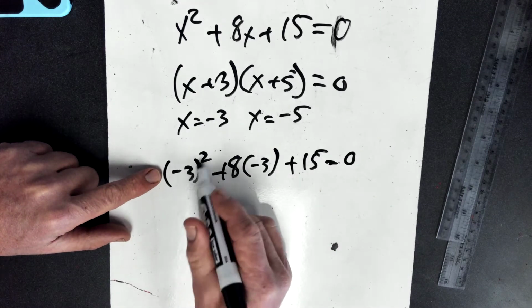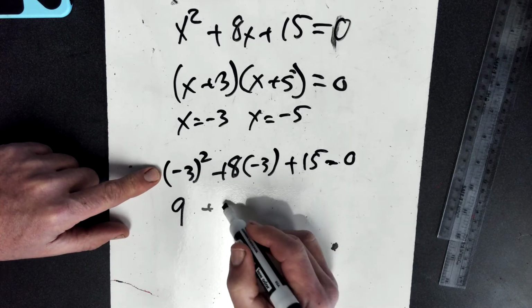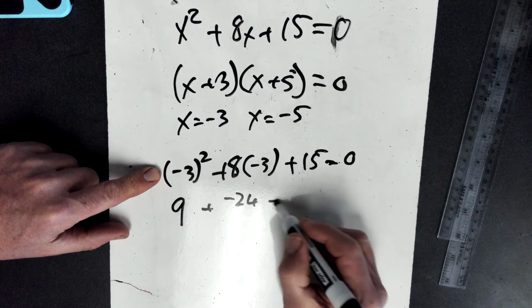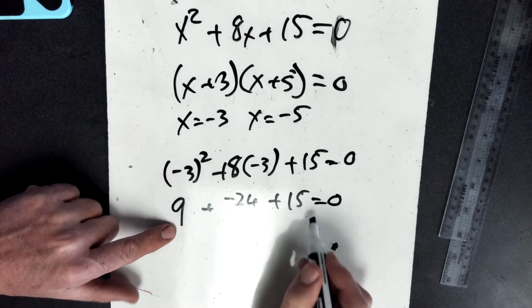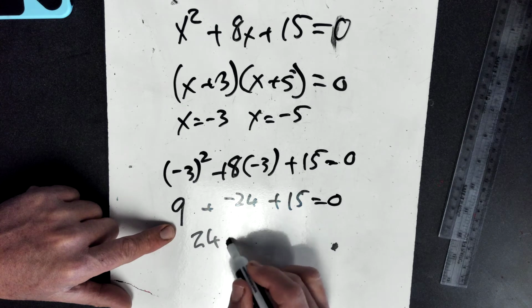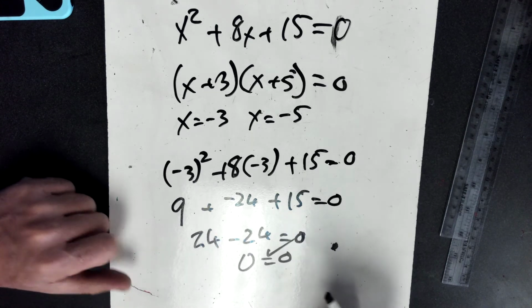Negative 3 squared is positive 9. Negative 3 times 8 is negative 24, plus 15 equals 0. 9 and 15 is positive 24, minus 24 equals 0. 0 equals 0. Check.